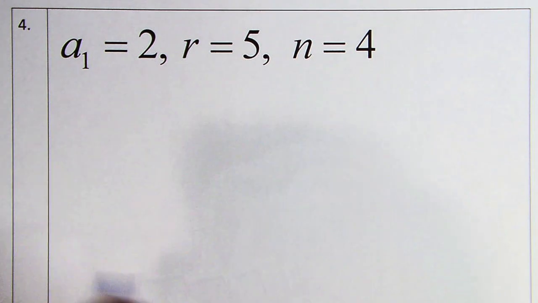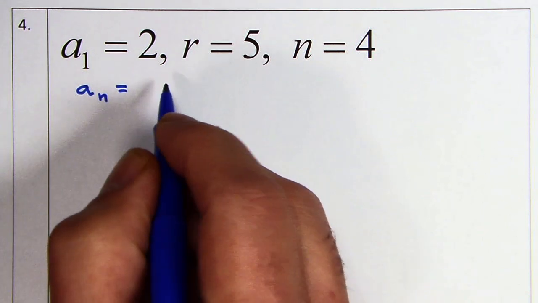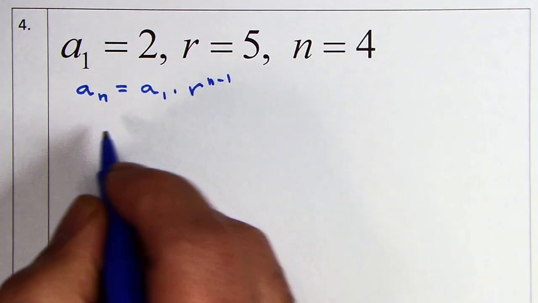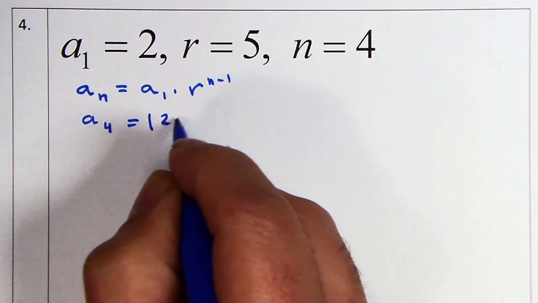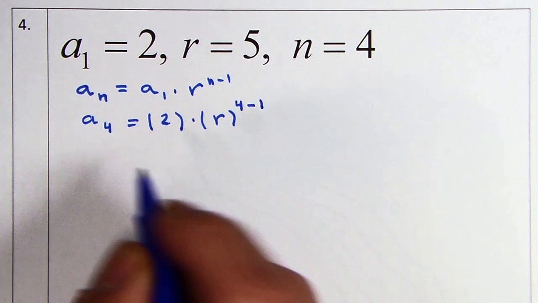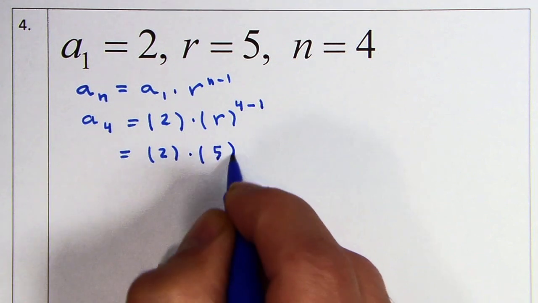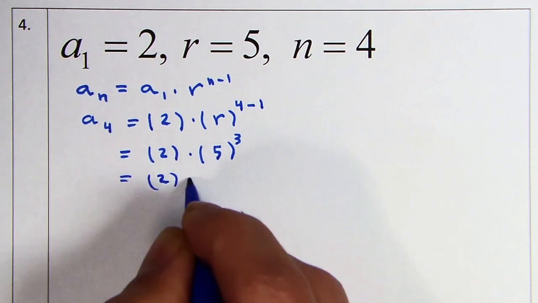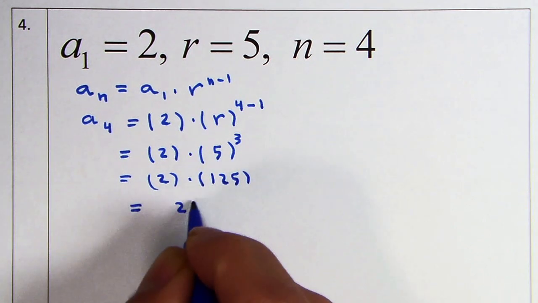One more problem. To find the general term a sub n equals a sub 1 times r to the power n minus 1, a sub 4, n is 4, equals the first term, which is 2, multiplied by r to the power n minus 1, that's 4 minus 1, equals 2 times r is 5, and 4 minus 1 is 3. That's 2 times 125 equals 250.